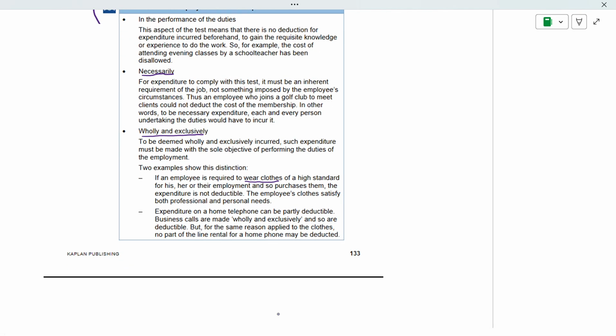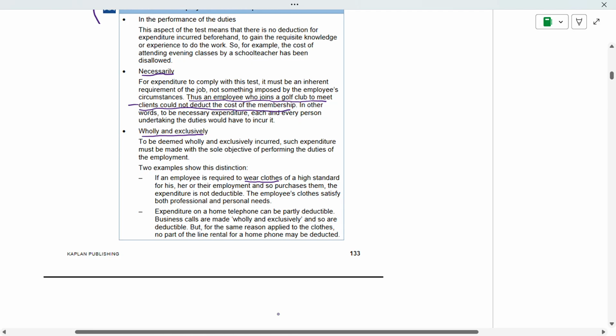Sometimes cost of membership also. An employee who joins a golf club to meet clients could not deduct the cost. You cannot imagine, I'm telling you this has been assessed in the question. If you are joining a club and meeting clients, you could not deduct the cost of the membership. It is private, you are out of the job. This is tested in one of the questions.